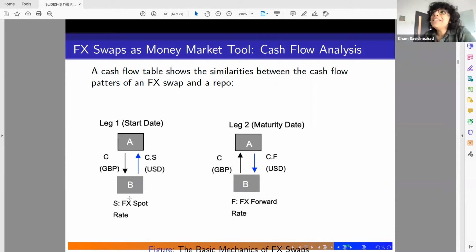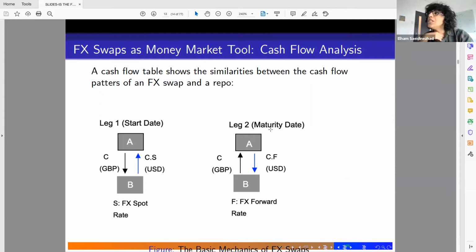But this FX swap transaction also has a second leg, and the second leg happens on the maturity date. Another important similarity between an FX swap and a repo is that both are short-term instruments.